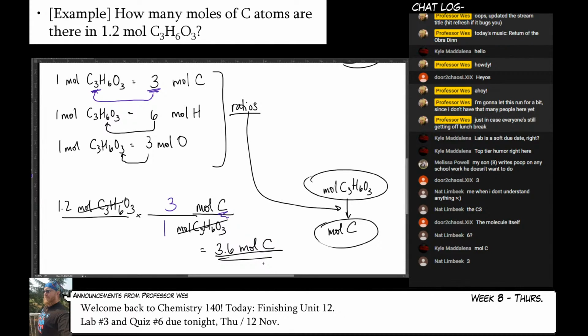Remember that moles are a unit of counting. You can think of it like a dozen, except instead of 12, which is a dozen, a mole is 6.022 times 10 to the 23. So think of it as a really, really big dozen.